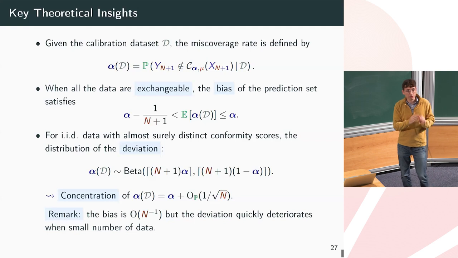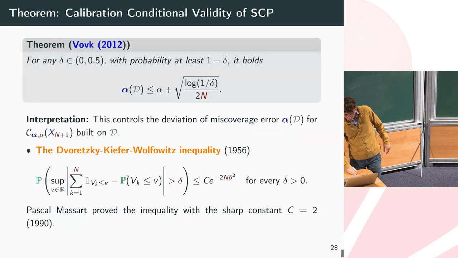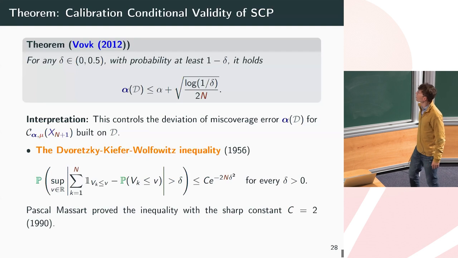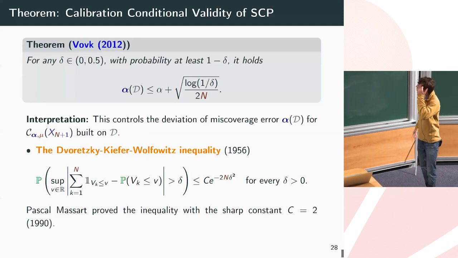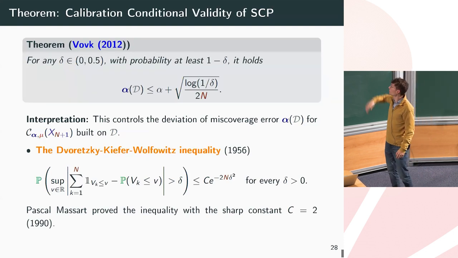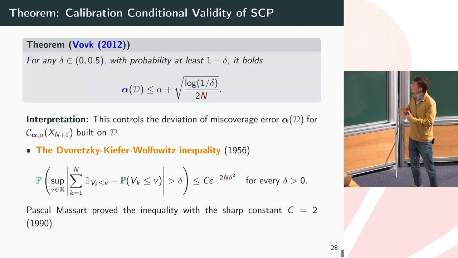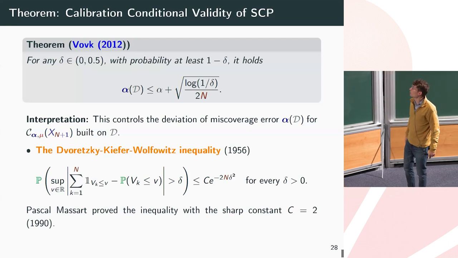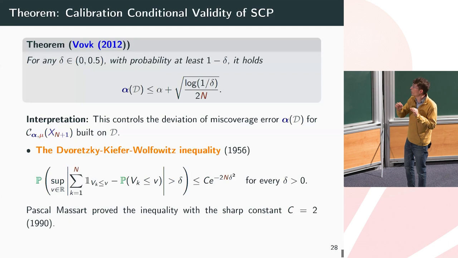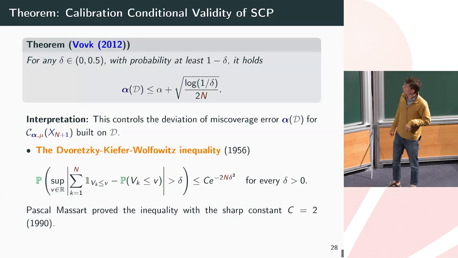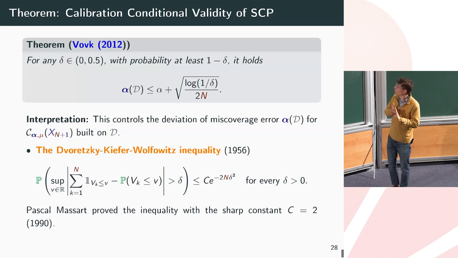It is why I believe that in our numerical part, we saw that we have more deviation than bias. And there is one theorem from Vovk, which dates from 2012. He showed that the miscoverage rate is very close to alpha: with probability 1 minus delta, you will just have a little error term, which is in 1 over square root of n. And so he showed that normally the deviation is small.